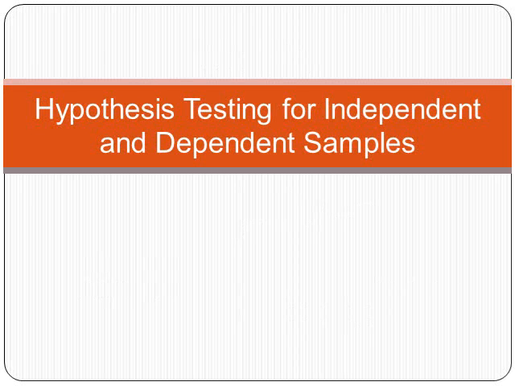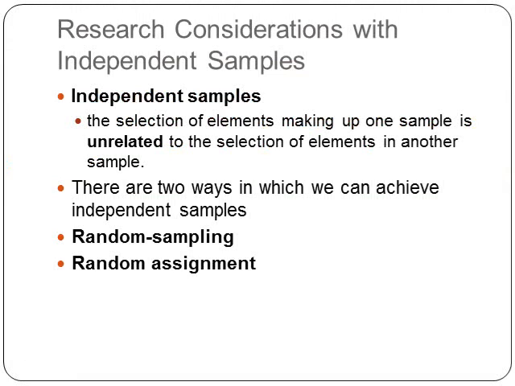We're now going to move hypothesis testing to independent samples, where we have two different samples, two different groups, or dependent samples, where either it's the same group with repeated measures, or we have cause to believe there's a dependency between those samples. Research considerations for independent samples. Well, the selection of elements making up one sample is unrelated to the other. There are two ways to achieve this, and we typically can do this through random sampling into two different groups, or random assignment. Random sampling is sampling from the population at random, where random assignment is taking the data and randomly assigning them to one of the two conditions.